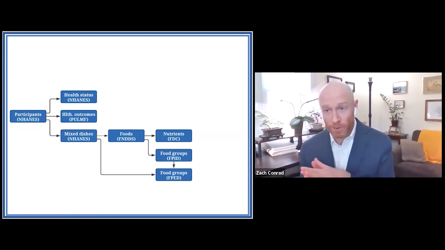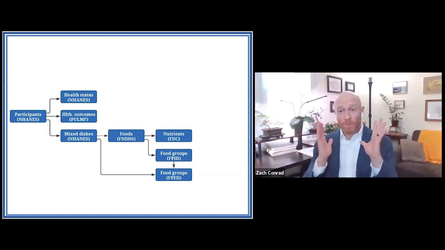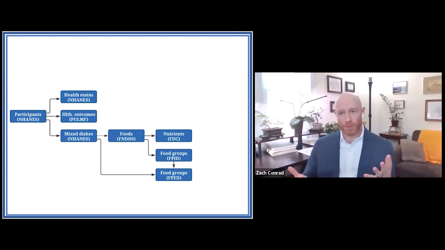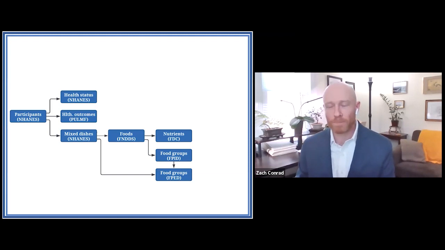So fortunately, you don't have to go through the work of accessing FPID and then summing all of those servings for each of those foods in each mixed dish, because that's already been done for you in the food patterns equivalence database. But both are available to you. So if you want to work at the food level, then you can do that through FPID. If you want to work at the mixed dish level, then you can do that through the FPED.